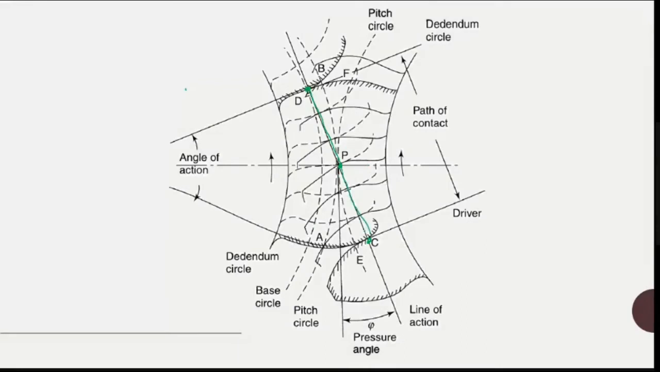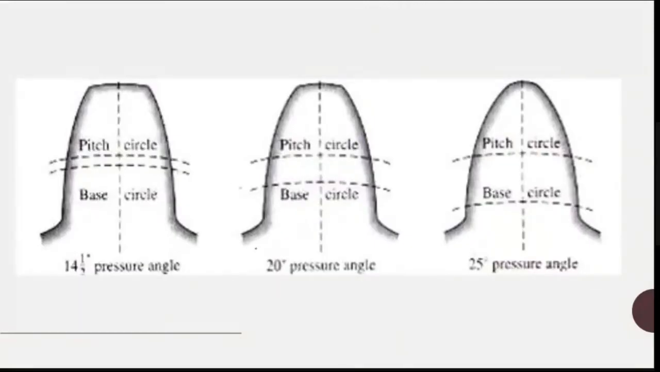So first it comes in and has full contact, and then it comes out, right? So we call this the path of contact. The path where it has contact with one gear and then releases, we call the path of contact. Based on that line is where the force is acting. The angle of that force with respect to your pitch plane, we call the pressure angle. So these are the different pressure angles.